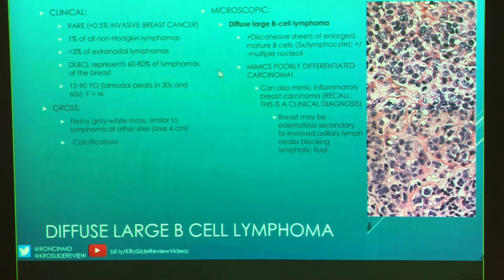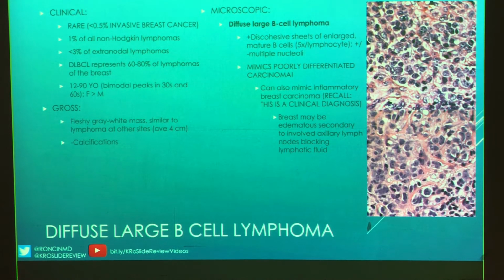Pretty much any age group can get this, with bimodal peaks. So 30 years old, 60 years old, it's breast, so women get it a lot more than men. Like every other lymphoma on the planet, it's a fleshy gray-white mass, average of 4 centimeters. You should not see calcifications in these, which kind of makes sense. It's a lymphoma, so lymphomas don't tend to be calcified.